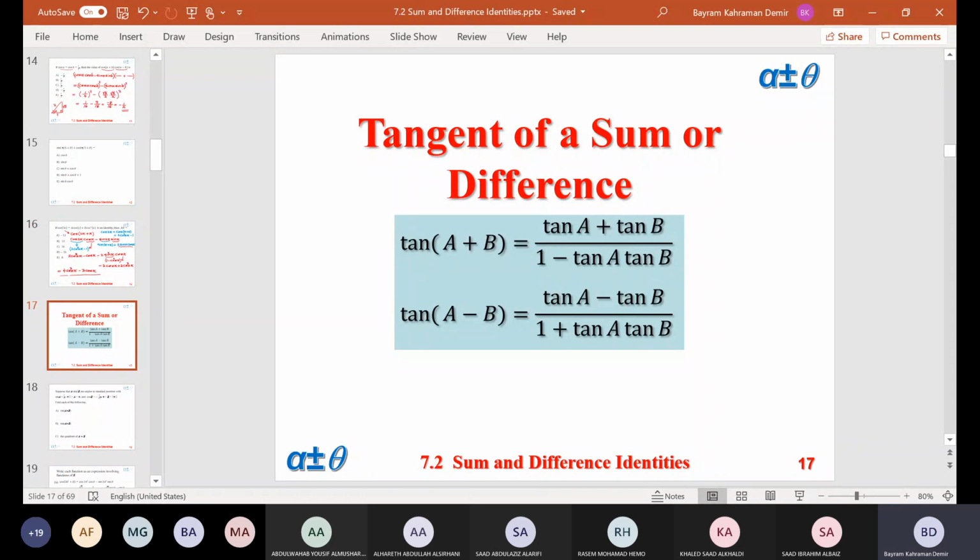Next comes the tangent formula. Tangent of A plus B is tangent of A plus tangent of B divided by 1 minus tangent of A times tangent of B. And similarly, we have almost the same formula for tangent A minus B, which is tangent A minus tangent B divided by 1 plus tangent A tangent B.